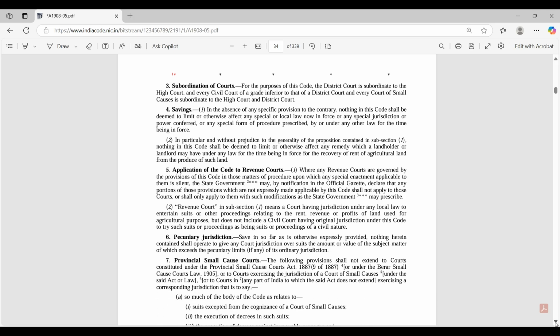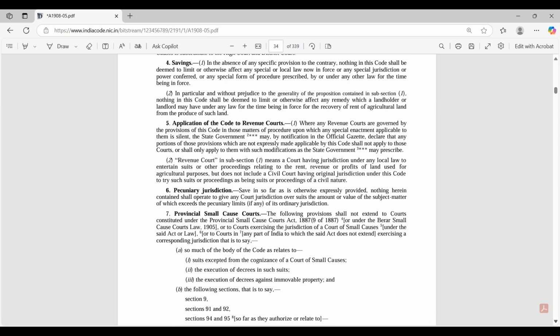Now, Section 4, savings. In the absence of any specific provision to the contrary, nothing in this Code shall be deemed to limit or otherwise affect any special or local law. You must be knowing the contradiction between special and local law: if there is a contradiction between special laws and local laws, which will prevail. Then comes Section 5, application of the Code to revenue courts. All the sections are not that relevant, but you should have a basic understanding of all of them.